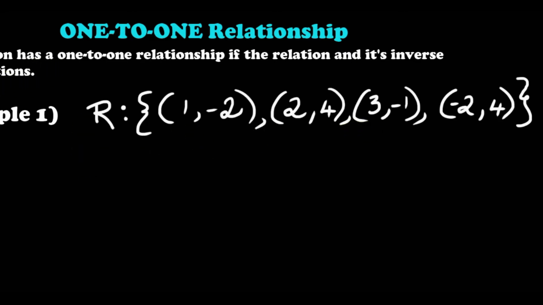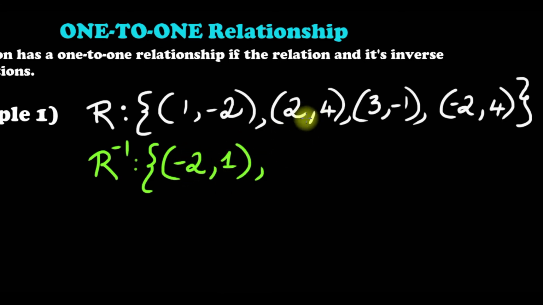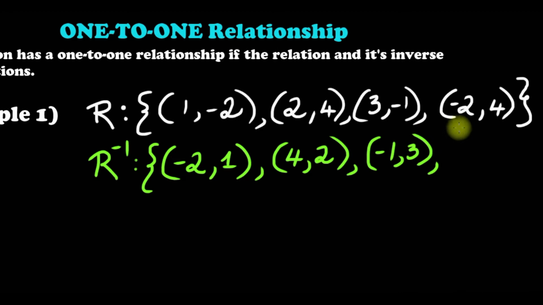To find the inverse, you have to switch the x and the y. Here we have negative 2, comma 1. The inverse of 2, 4 is 4, 2. The inverse of 3, negative 1 is negative 1, 3. And the inverse of negative 2, 4 is 4, negative 2.